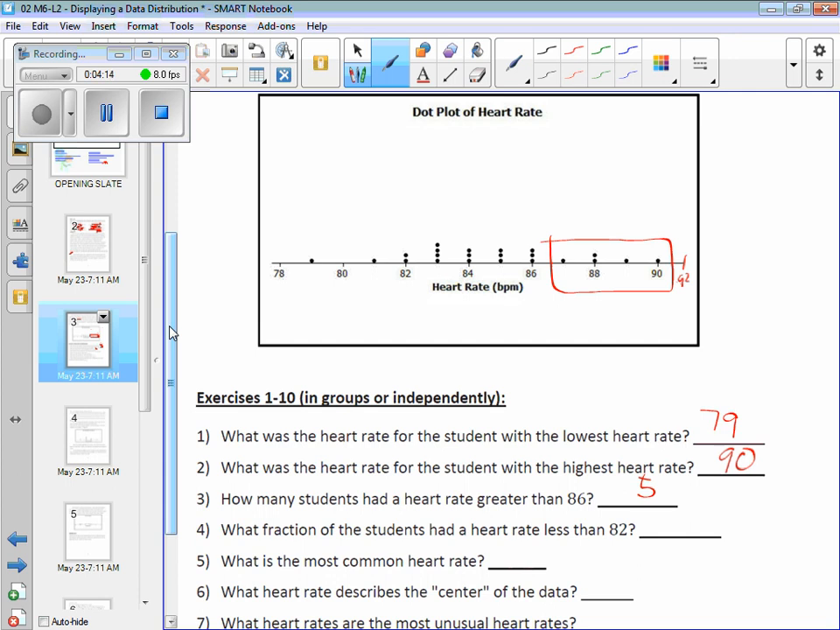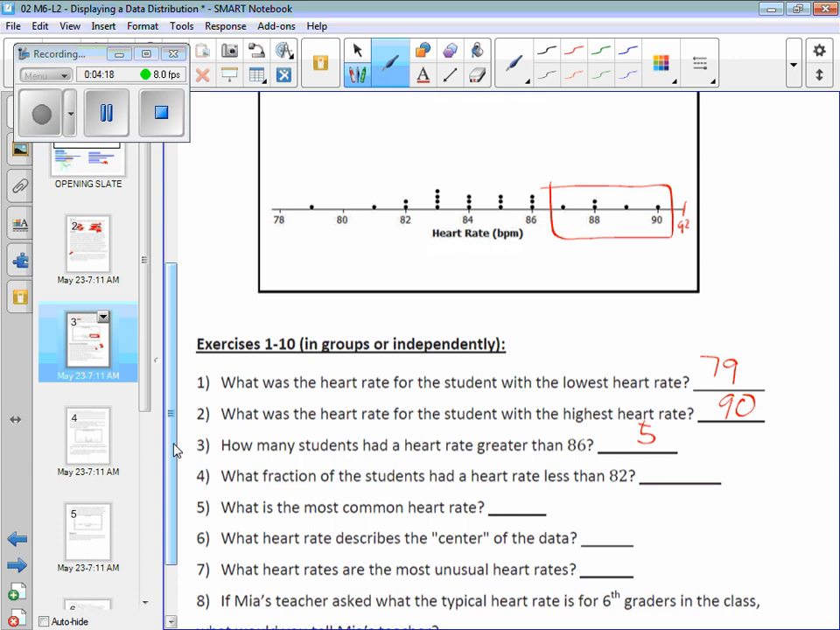What about, raise your hand for this. What fraction of the students had a heart rate less than 82? Fraction.